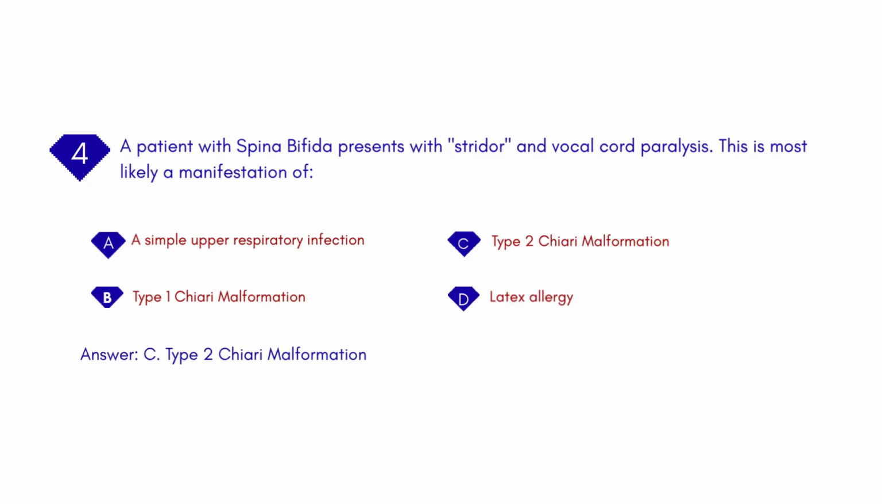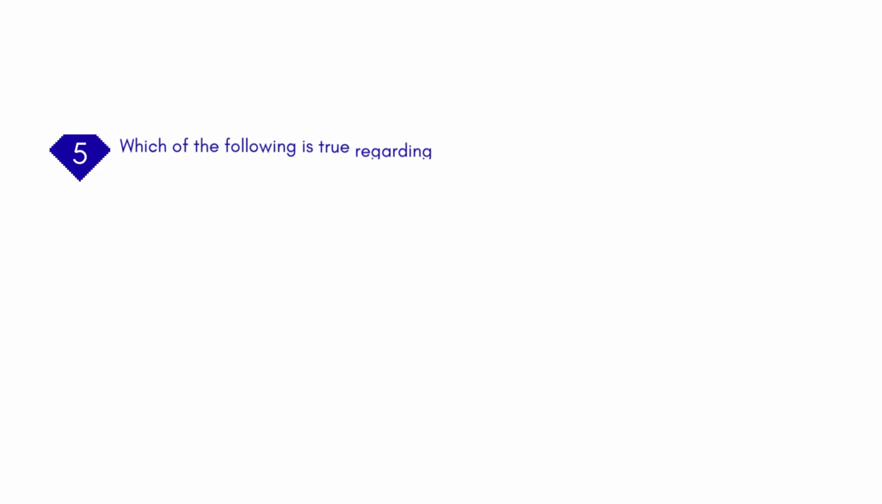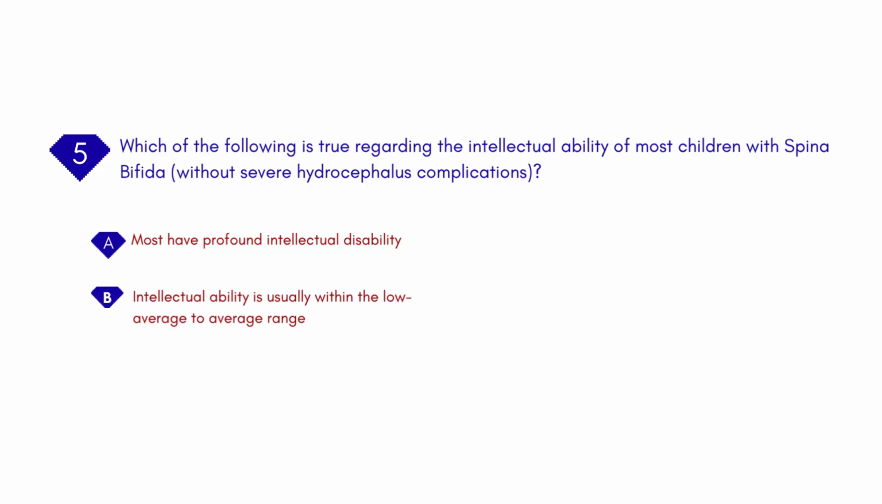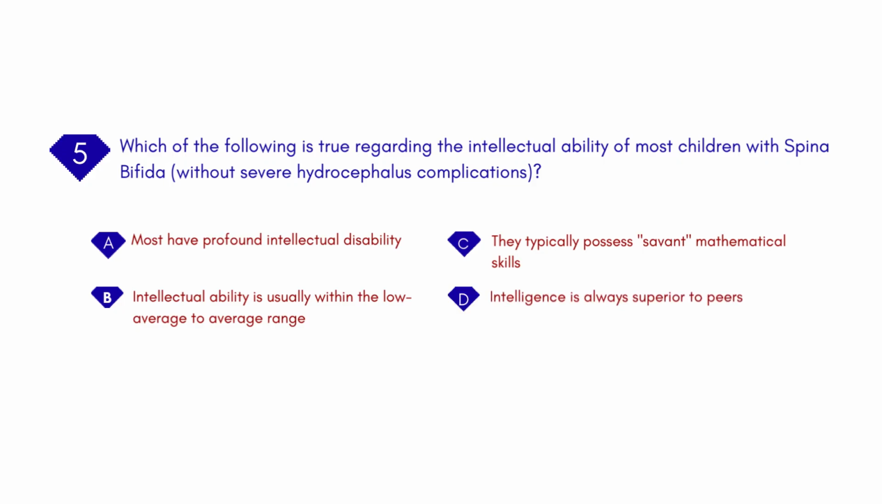Type 2 Chiari malformation. Which of the following is true regarding the intellectual ability of most children with spina bifida, without severe hydrocephalus complications? A. Most have profound intellectual disability. B. Intellectual ability is usually within the low average to average range. C. They typically possess savant mathematical skills. D. Intelligence is always superior to peers. Answer: B. Intellectual ability is usually within the low average to average range.